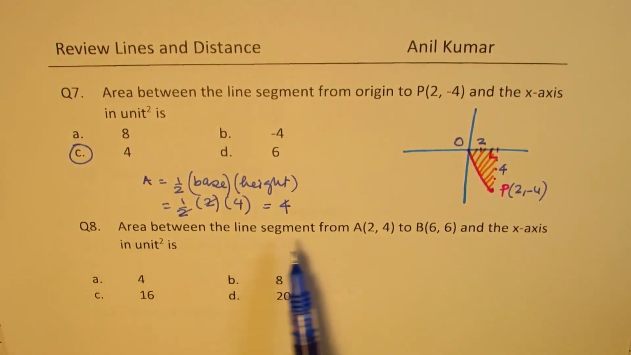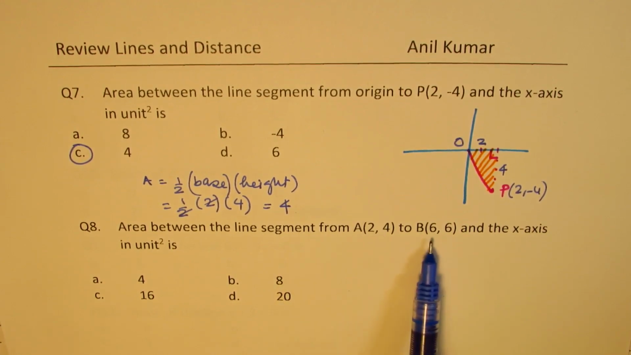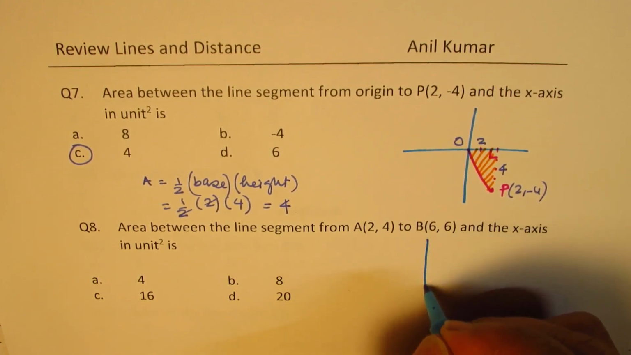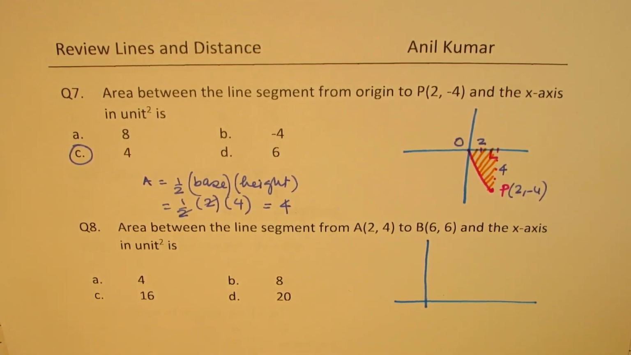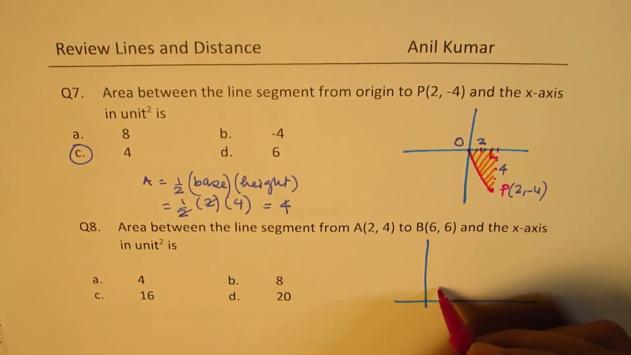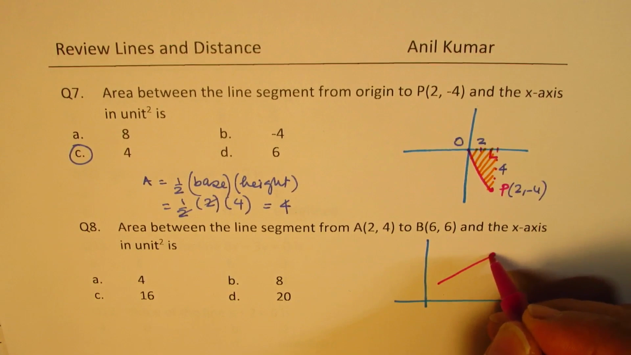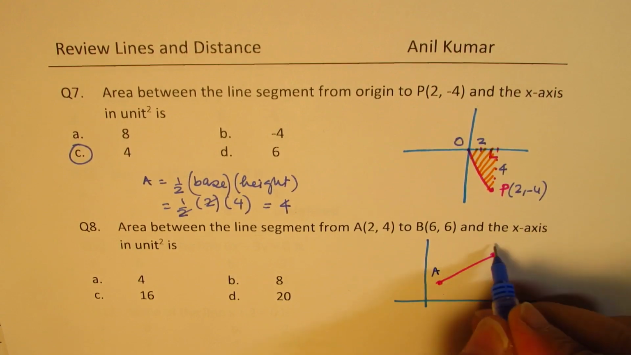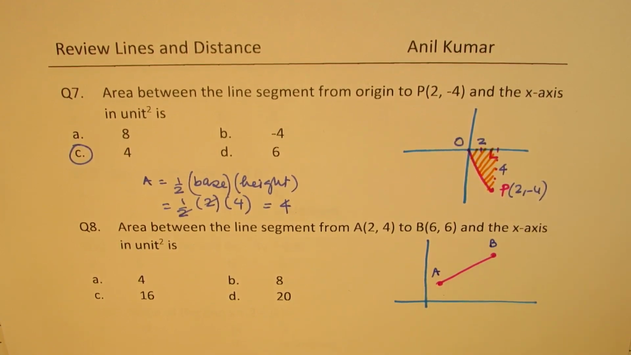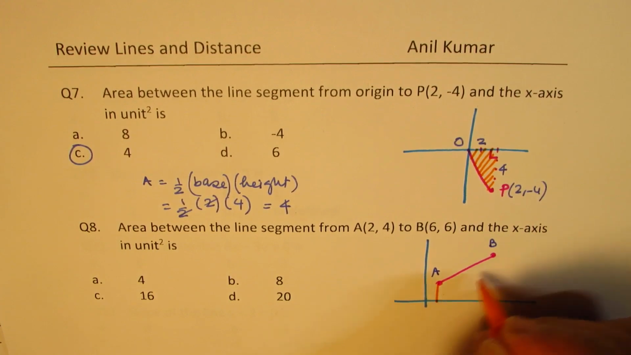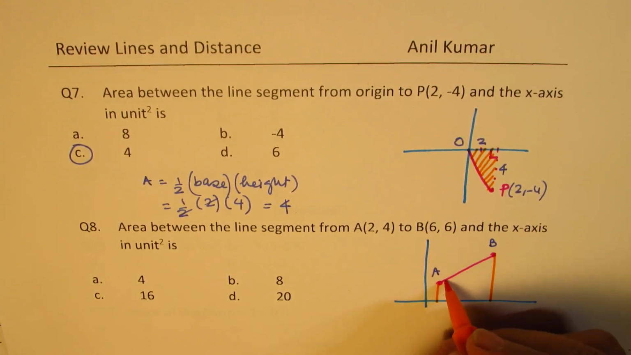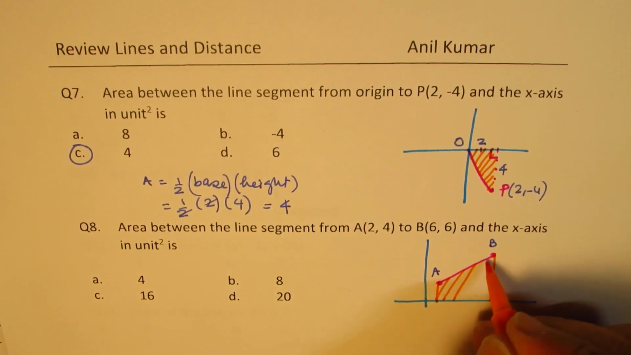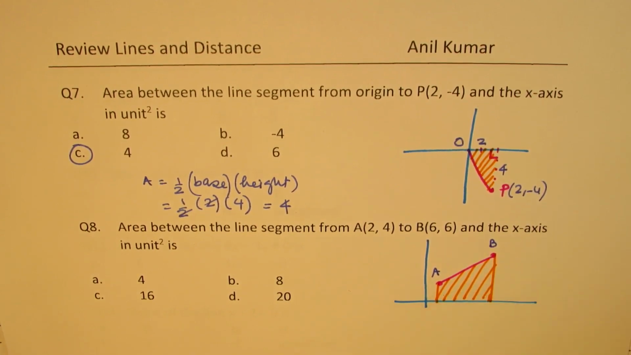8. Area between the line segment from 2, 4 to 6, 6 and the x-axis. So this time, we'll make a coordinate like this. From 2, 4 to 6, 6, let's say we have 2, 4 and 6, 6. Let's say that is the segment where the coordinates are, this is A, this is B. Now the area is how much? Let's look into the area this time. So when you go like this, the whole thing is an area of this. This is what we are interested in. So we have a trapezoid, right?